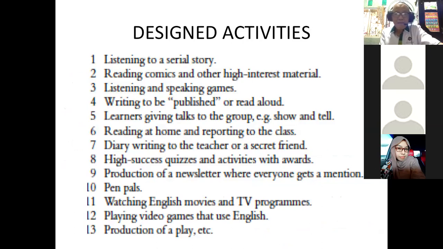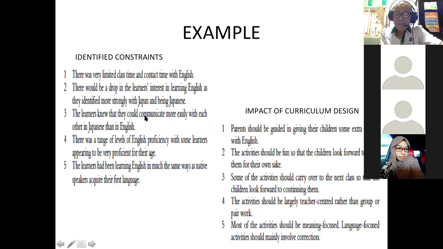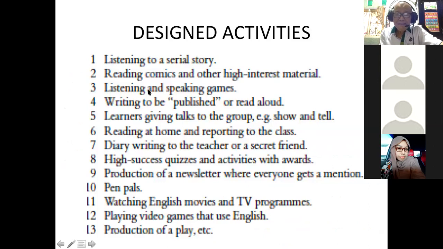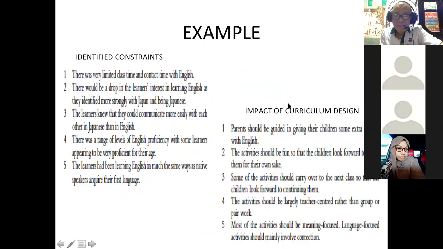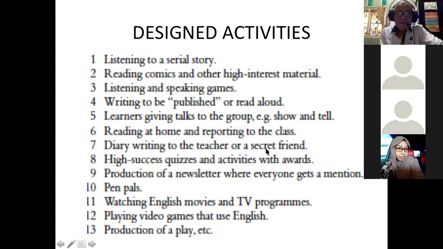And then what kind of activities might address this kind of constraint? Okay, so there are a lot of activities. These are the impact, but then what kind of activities? The activities should be fun. If they have a drop in their motivation and interest in learning English, then you should design a lot of activities which are fun. For example, reading comics might be fun.